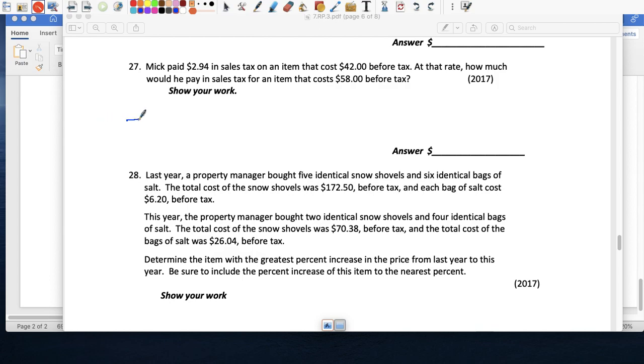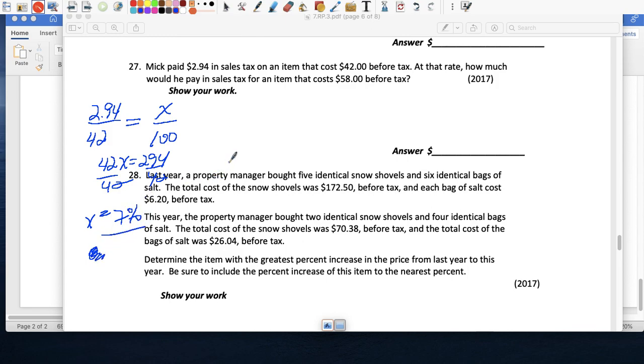All right, so let's do a percent proportion. The total was 42, and what's 294? What percentage of 42 is 294? Cross multiply: 42x equals 294, divide both sides by 42, x equals 294 divided by 42, which is 7%. So 7%.